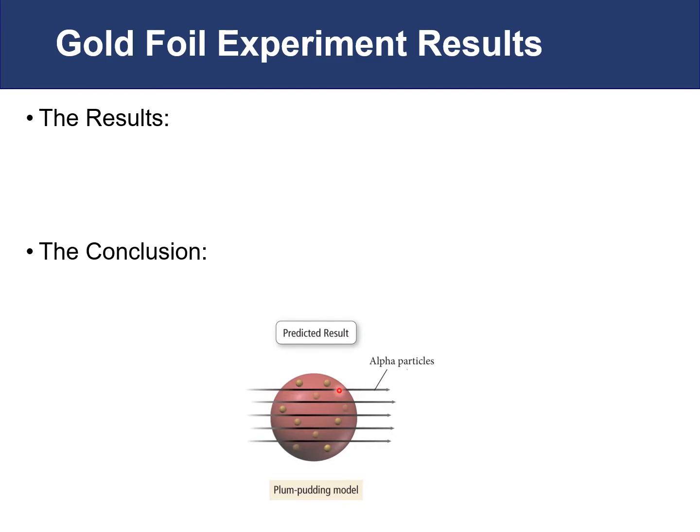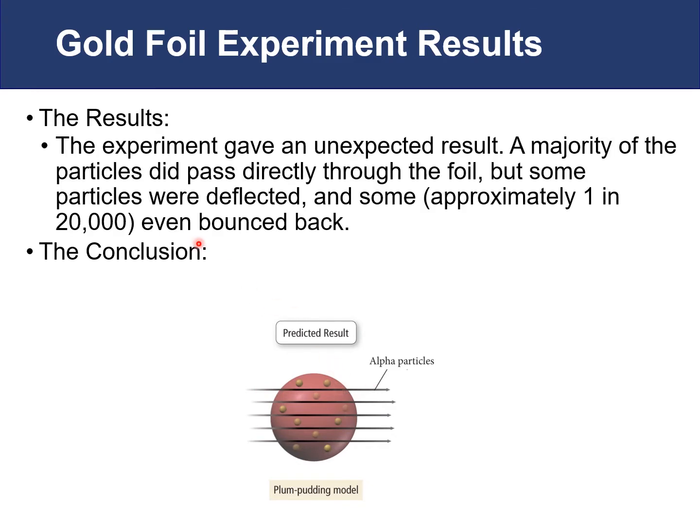What they actually found was the experiment gave some very unexpected results. A majority of the particles did pass through the foil as expected, so they would pass directly through and collide directly opposite from the source of alpha particles. But some of the alpha particles were deflected, and some, approximately 1 in 20,000, bounced back.